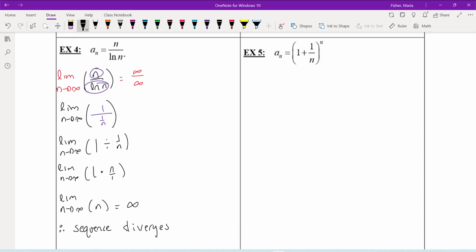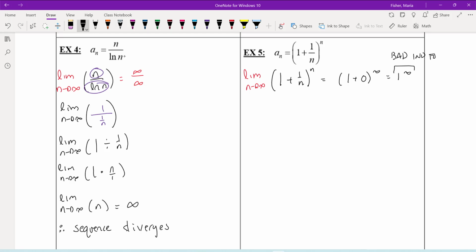Let's look at number 5. We have a sub n is equal to 1 plus 1 over n to the n. The first thing we do is take the limit as n goes to infinity of the sequence. So we're looking at 1 plus 1 over n raised to the nth power. Well, what does that equal? Well, that would be a 1 plus 1 over infinity, which we know is 0, raised to the infinity, or 1 to the infinity. This is that bad indeterminate form.